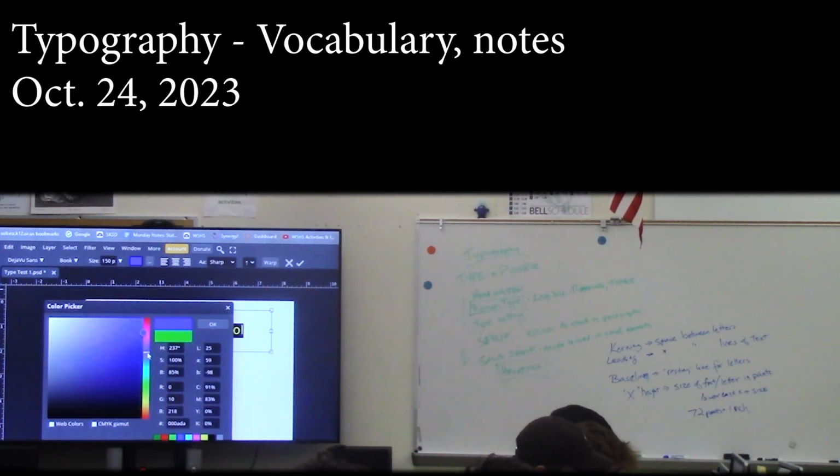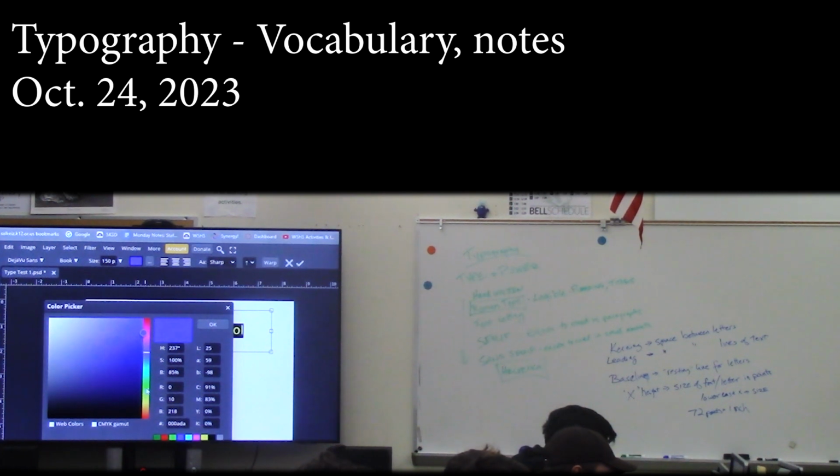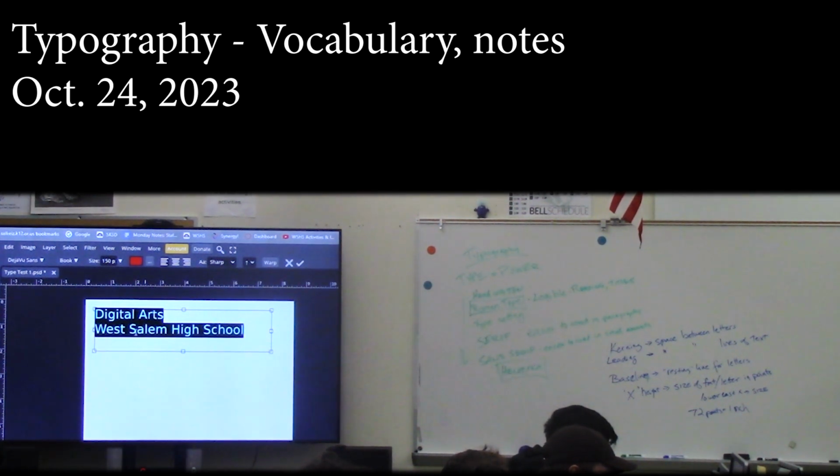If I choose blue, it looks more like a yellow or an orange. If I choose red, it's going to look more like a green. That's like a teal, but anyway. So it's the complementary color.